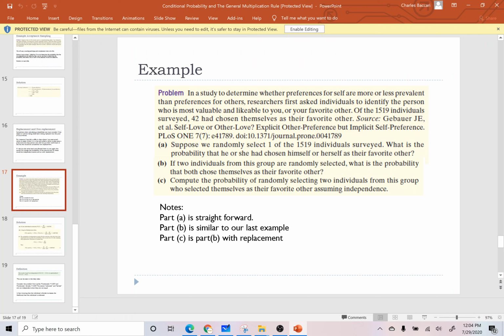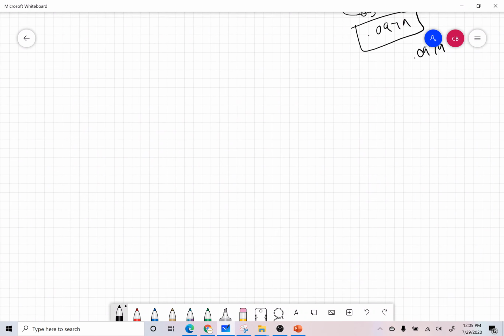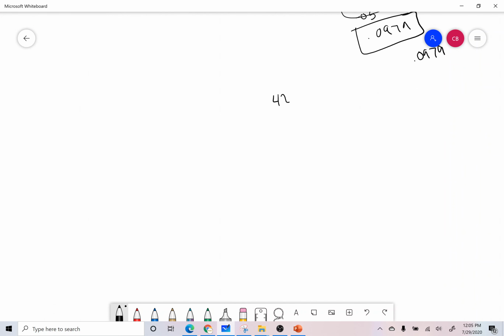So that's pretty straightforward. For part B, if 2 individuals are chosen randomly, what is the probability both of them chose themselves as their favorite other? I'll write this one out because it might not be as obvious. That would be 42 out of 1,519. So you chose the first person, they like themselves, and then you chose the second person who likes themselves.